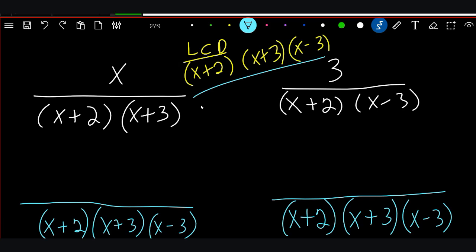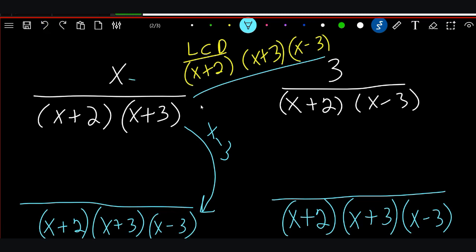Now, here's the question, and this is what we did just a minute ago. I have to multiply by something to get that denominator. What do I have to multiply by? Look, we have an x plus 2 and an x plus 2. We have an x plus 3 and an x plus 3. So what did we multiply by to get the new least common denominator? Well, we multiplied by x minus 3. That's the only thing that's different down here in this denominator.